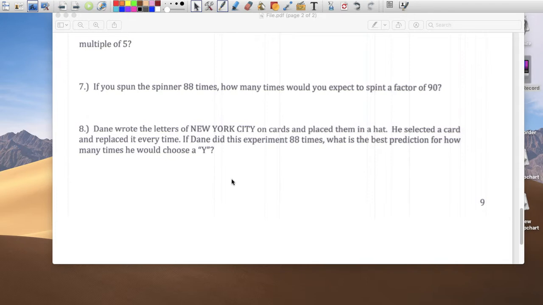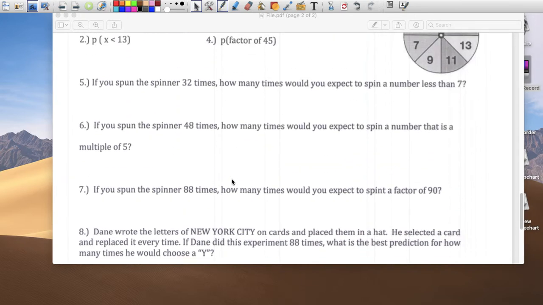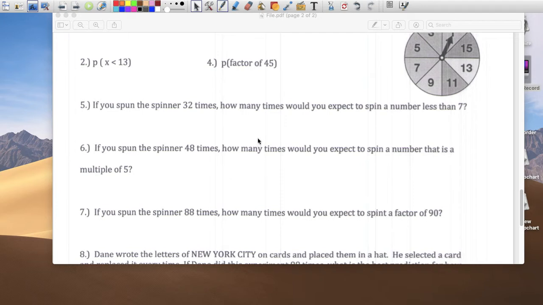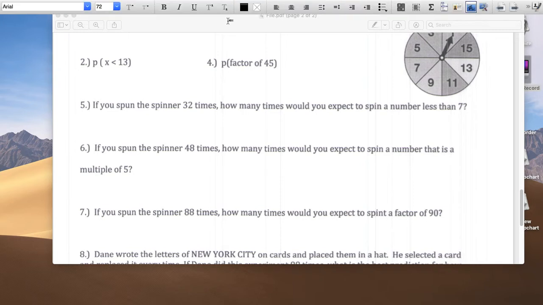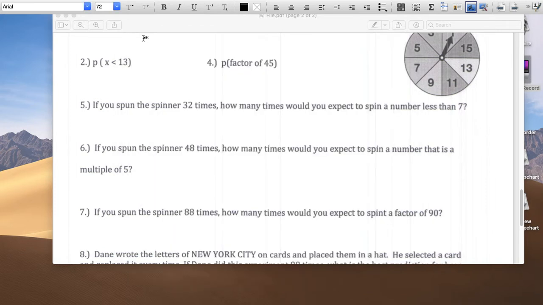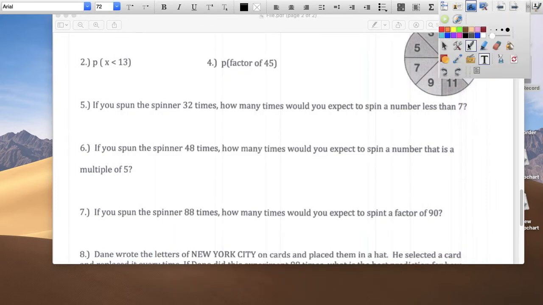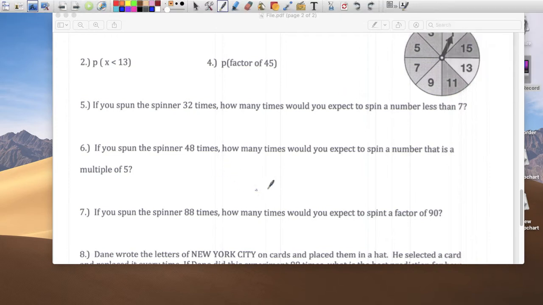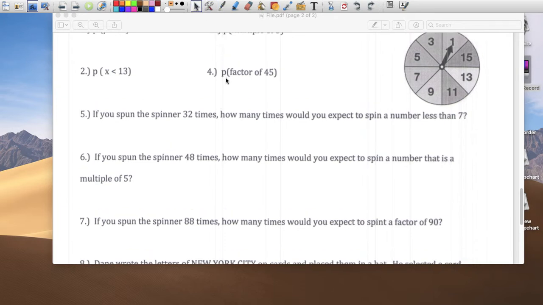No, that's not. If you spin the spinner 88 times, how many times would you expect the spinner to spin a factor of 90? Really? Oh, factors of 90. So all numbers that... Oh, no. What did I just do? Yes, this one. Okay, so a factor of 90, some numbers that multiplied would give me 90 would be a 1, definitely a 1, a 3, a 15, a 9, and a 15. So 1, 2, 3, 4, 5. So it would be 5 out of 8.